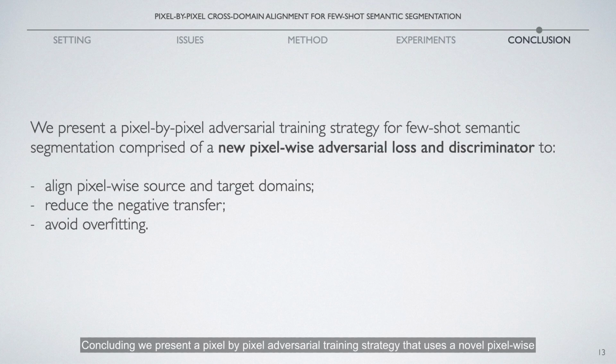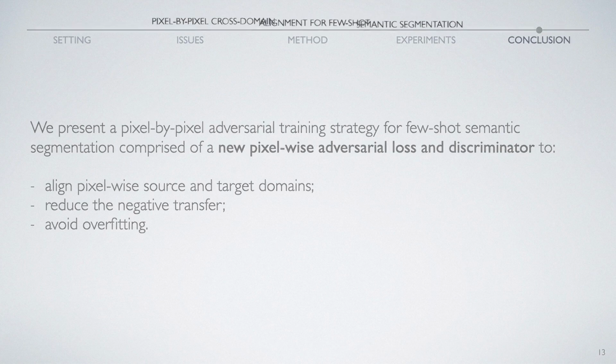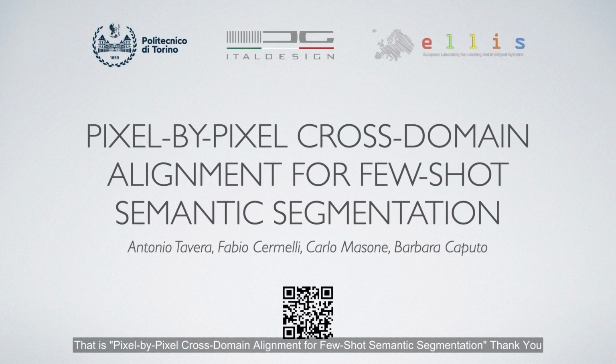In conclusion, we present a pixel-by-pixel adversarial training strategy that uses a novel pixel-wise loss and a pixel-wise discriminator to better align source and target domain and to reduce the negative transfer problem. Our framework achieves state-of-the-art performance in all the 1 to 5 shot settings. That is Pixel by Pixel: Cross-Domain Alignment for Few-Shot Semantic Segmentation.